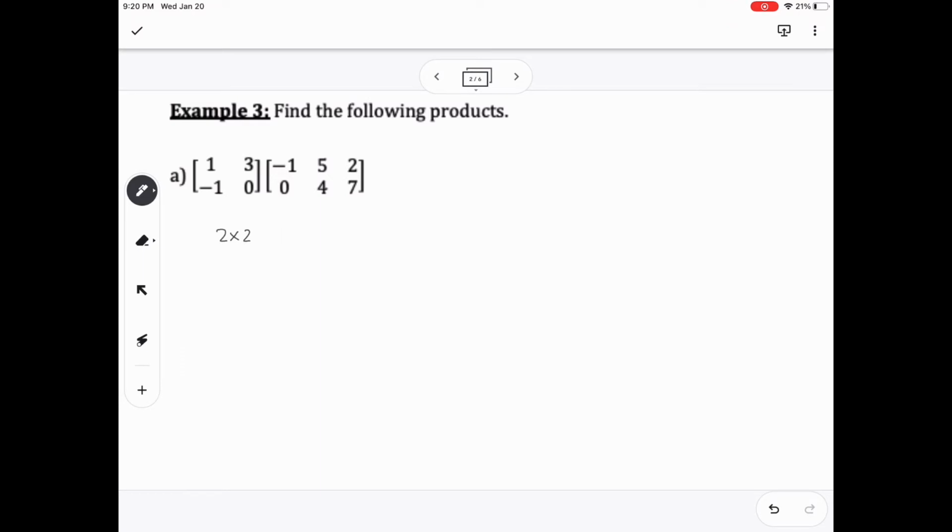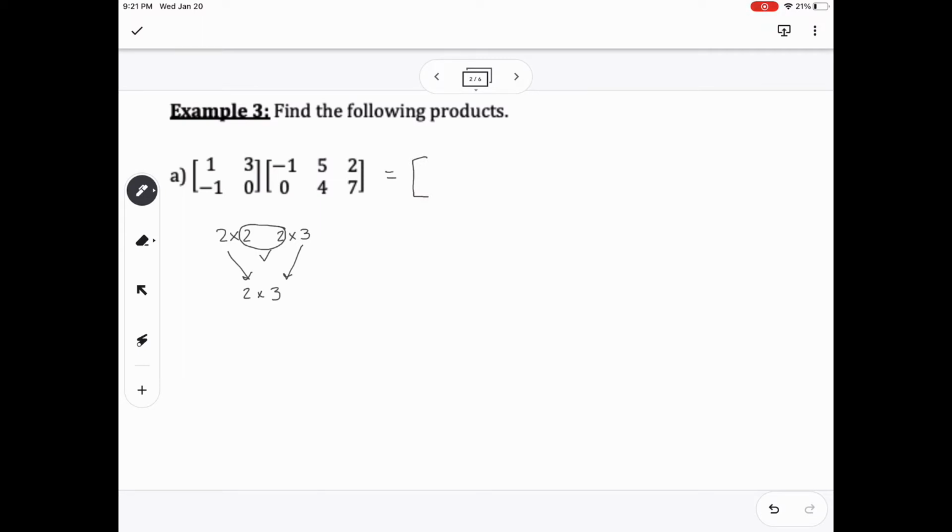So the first matrix in this one is 2 by 2. The second one is a 2 by 3. So because those 2's are the same, that means we can. But then our resulting answer will be the 2 by 3. So then from here, now I can multiply my matrices.